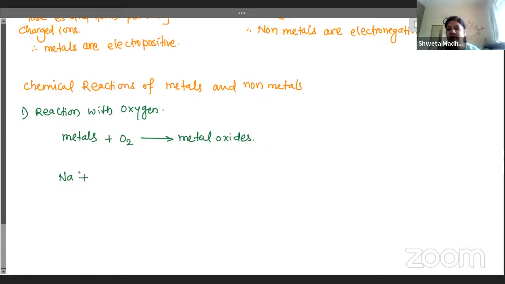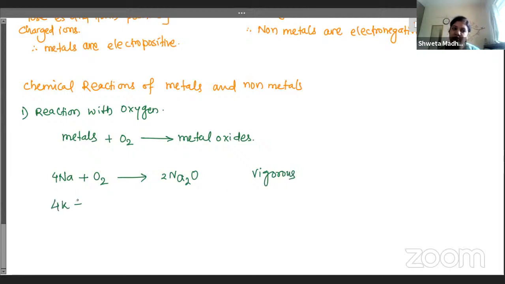So sodium and potassium are generally stored under kerosene or oil. As soon as we bring these elements outside the kerosene or oil, they immediately react with oxygen vigorously. This reaction is very vigorous. So sodium combines with oxygen and forms sodium oxide. So it is 4Na plus O2 gives 2Na2O. Vigorous.